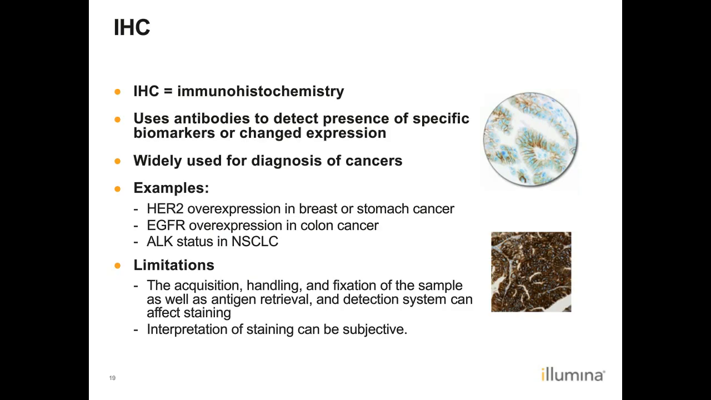Next method is immunohistochemistry, or IHC, and it is widely used in the diagnosis of cancer. This technique uses antibodies to detect the presence of specific biomarkers or changes in expression of certain proteins. So these can be either enzymes, tumor-specific antigens, oncogenes, tumor suppressor genes, and tumor cell proliferation markers. IHC looks at the protein level rather than DNA or RNA level, but the presence or overexpression of a protein in a certain tissue can infer a genetic change on the DNA level.